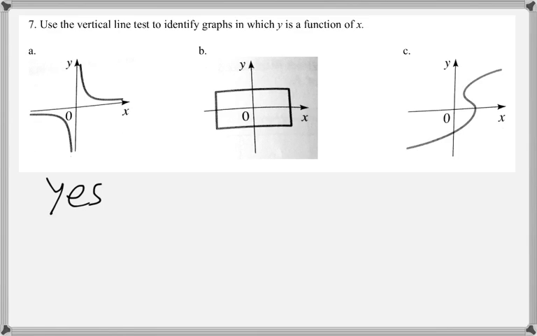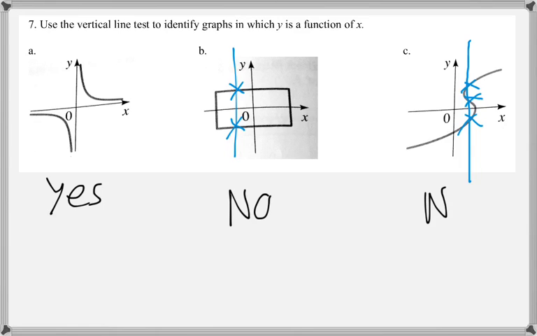With the second one, that's a vertical line and it intersects it more than once. So you could pick a different vertical line, but you only need to find one to declare it not a function. And then lastly, this one, this intersects it in a couple of places. So this is also not a function.